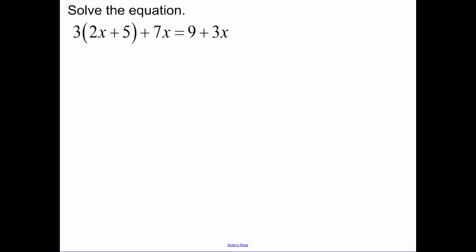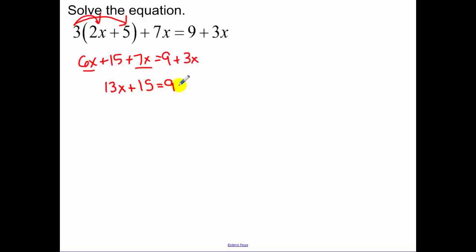Now solving equations. First we have to distribute the 3 to everybody. So when I distribute the 3, we get 6x plus 15 plus 7x is equal to 9 plus 3x. Now combine all your variables, these 6x and the 7x, on one side. Now subtract the 3x over.